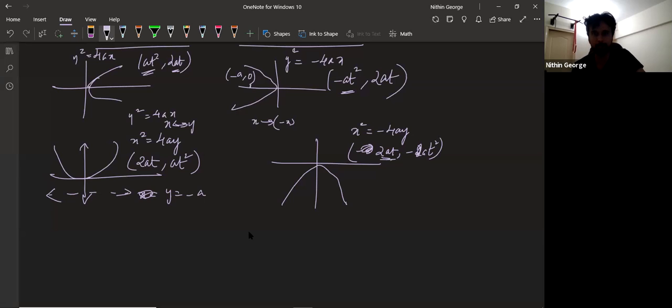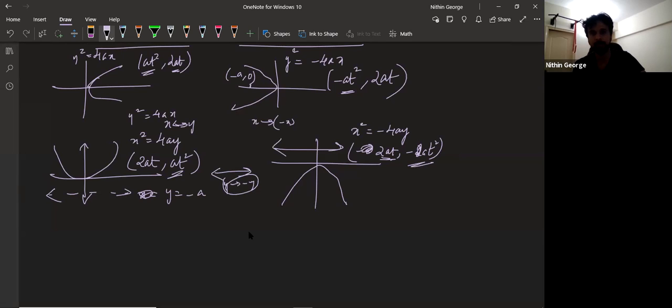Think like that. Okay, 2at is what will be squared, which will be 4a squared t squared, and 4a into minus at squared. Okay, so in between this and this, you can see that y has been replaced with minus y. So that is what you did here. So this part becomes minus of this part. You can think like that.